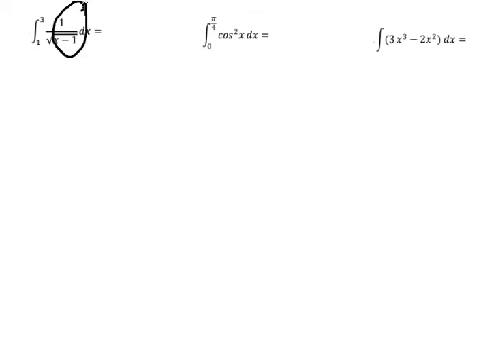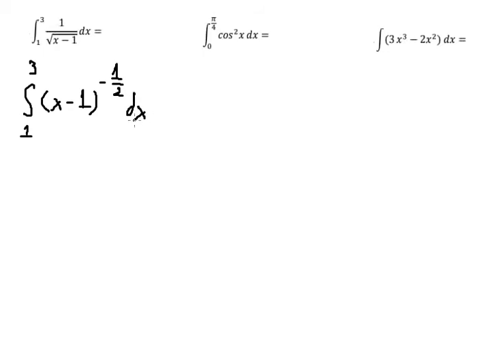About question number 1, we can write it like this: the integral of (x minus 1) to the power of negative 1 over 2 dx. Because the square root is a power of 1 over 2, if we want to put it into the numerator, we need to have the negative on the power. Now we have the formula in here.